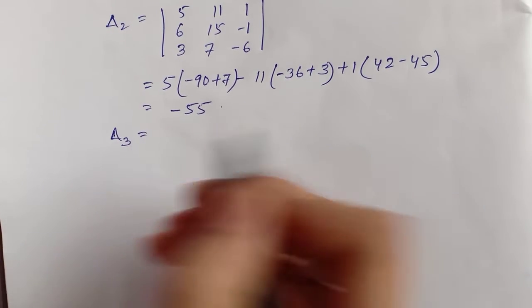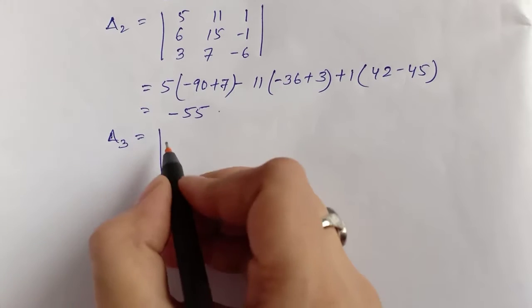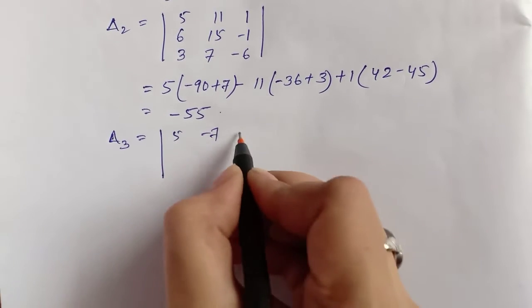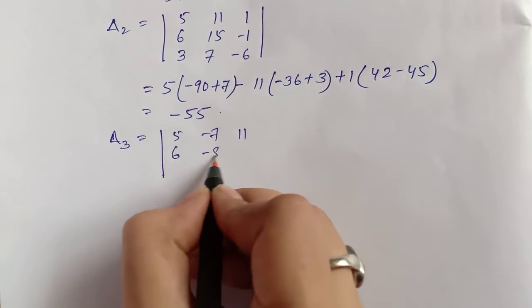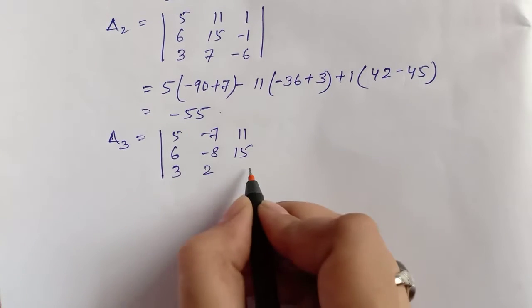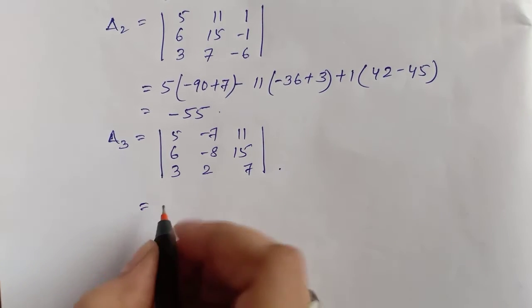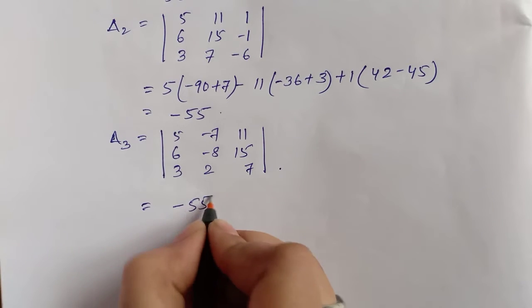Also for delta 3, we have 5, minus 7, 11, 6, minus 8, 15, and 3, 2, 7. Solving this, we get minus 55.